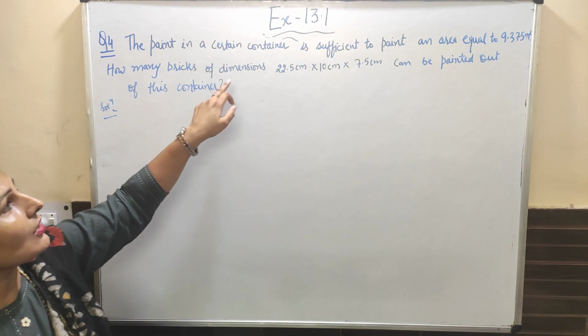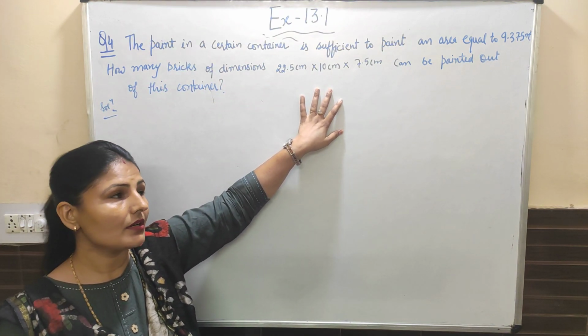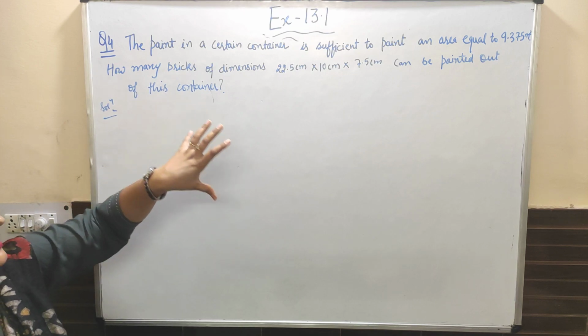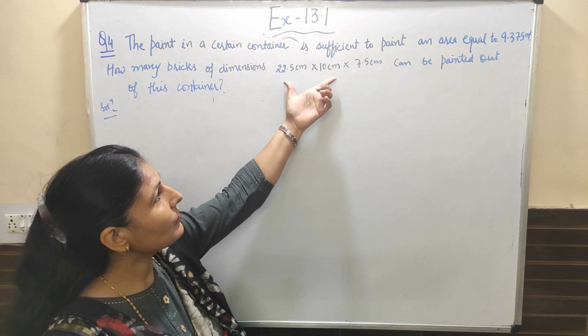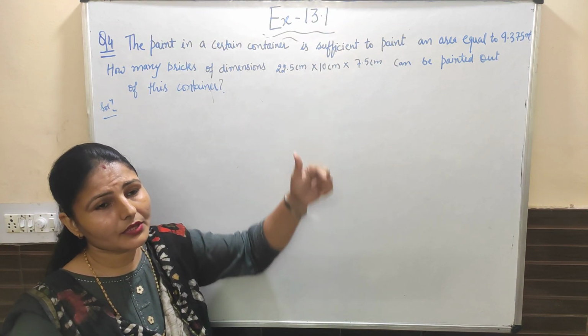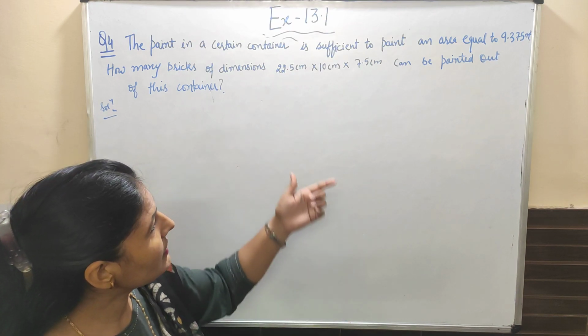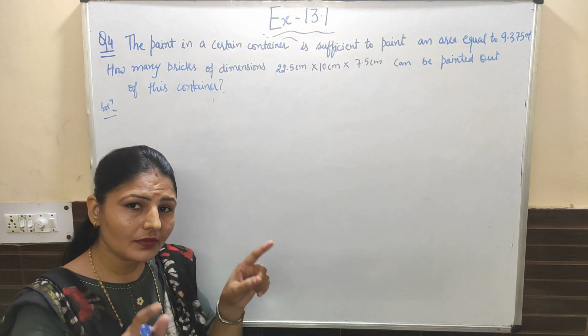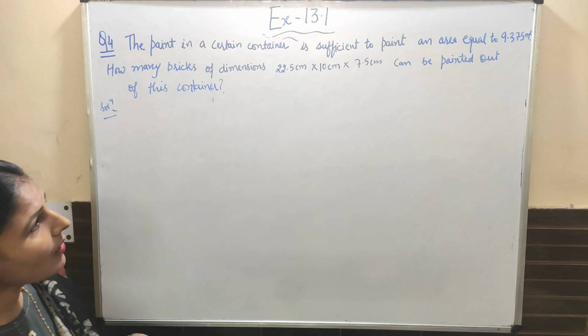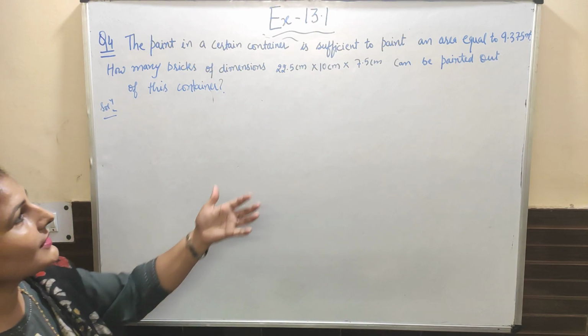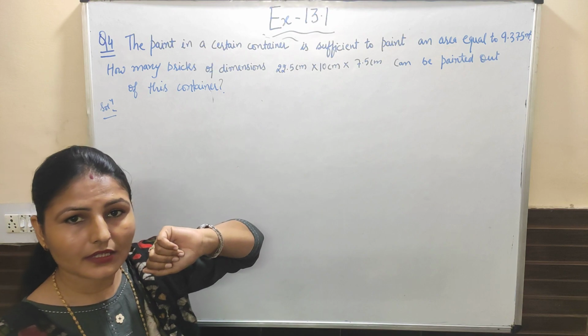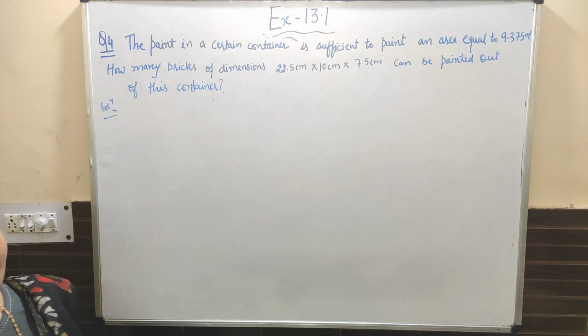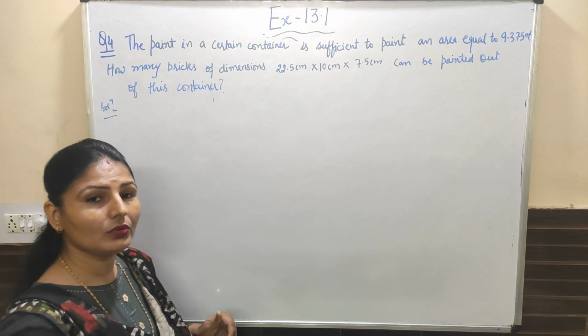How many bricks of these dimensions can be painted with this container of paint? These are the dimensions of a cuboid, meaning the brick is in the shape of a cuboid. Now, how many bricks of these dimensions can be painted? That we have to calculate. Then what will we do?